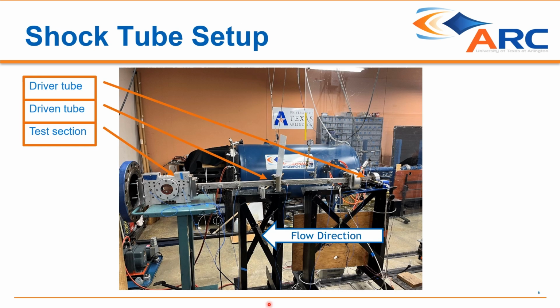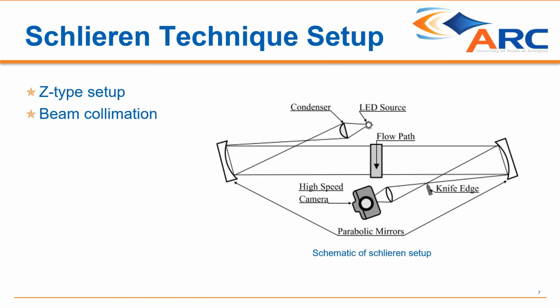Here's a picture of our shock tube setup. Here you can see the high-pressure driver and the low-pressure driven section here, and the test section at the end. For our Schlieren system, we use a Z-type setup in which the source optics and the receiving optics are separated into two different sections that reflect off of parabolic mirrors.